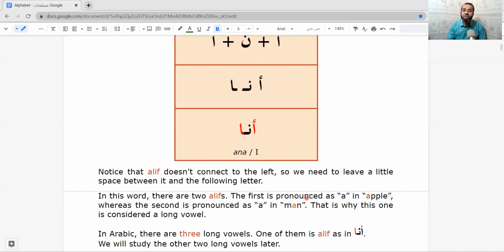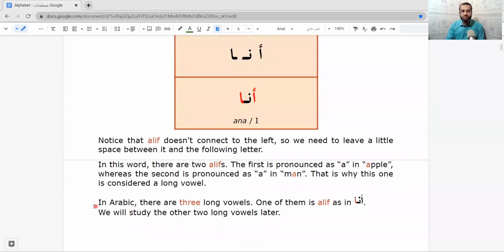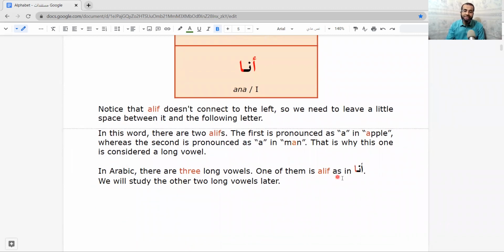The first is pronounced as a in apple. A, apple, a, ana. Whereas the second Alif is pronounced as a in man. Man, ana. That is why this one is considered a long vowel. In Arabic, there are three long vowels. One of them is alif, as in ana, the last letter in ana. We will study the other two long vowels later.